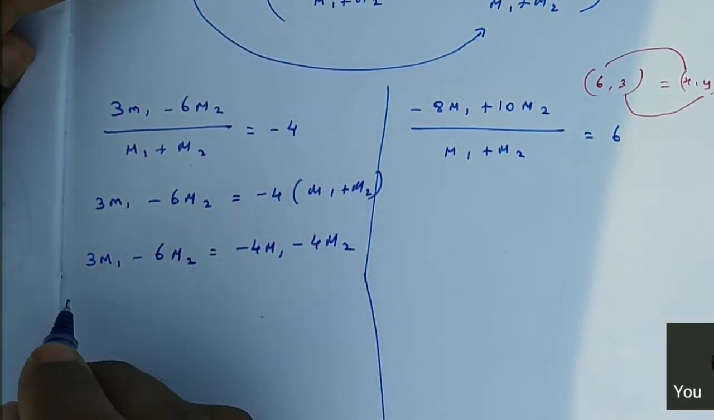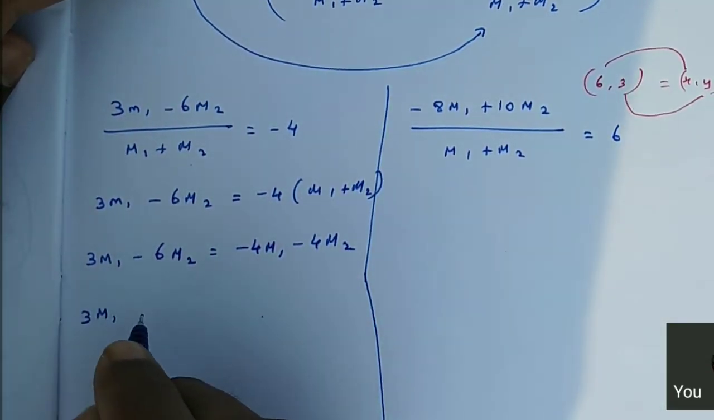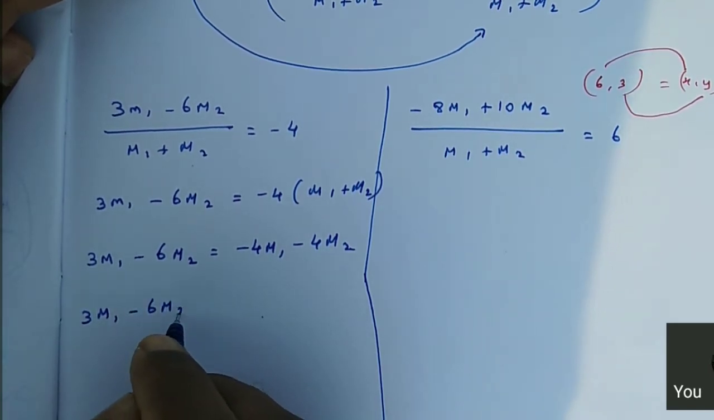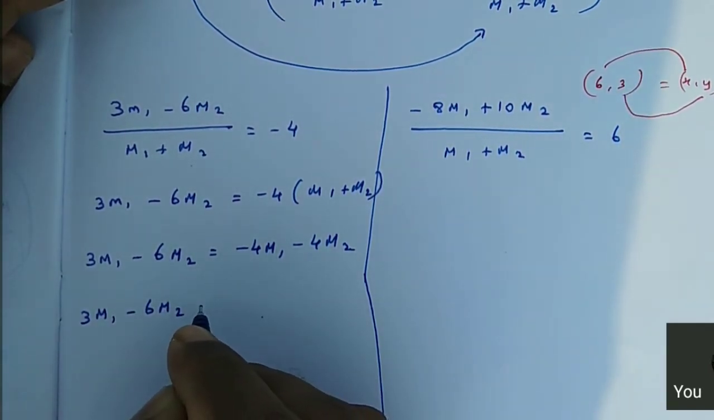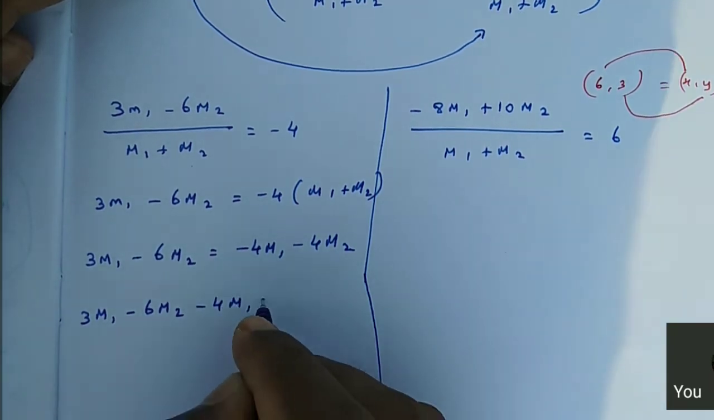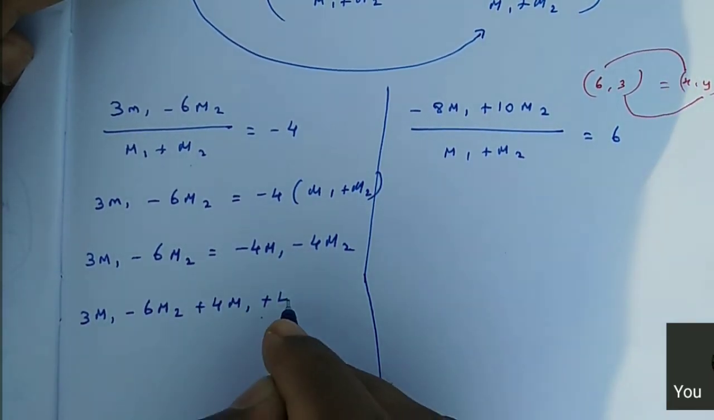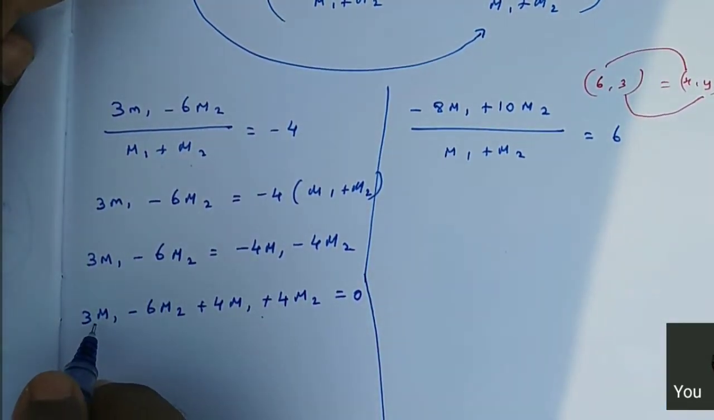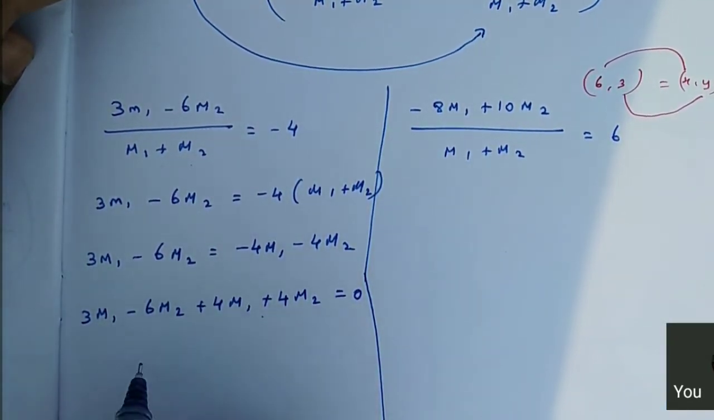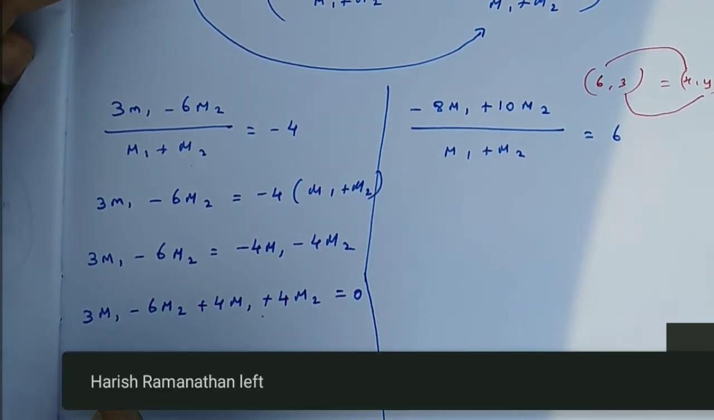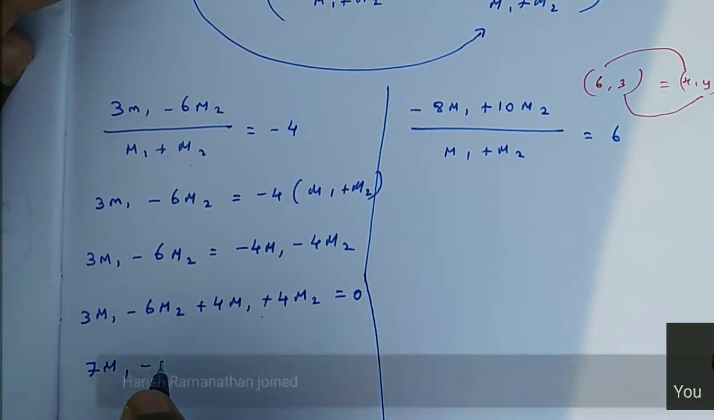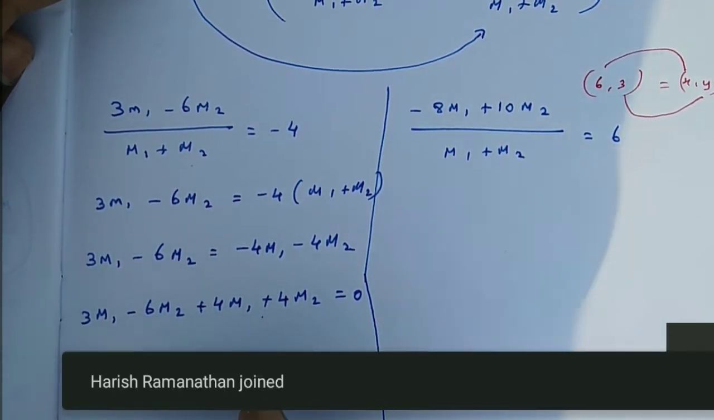Next step, you can segregate one side. So 3m1 minus 6m2 minus 4m1, sorry, plus 4m2 equal to 0. Now we can simplify m1: 3m1 and 4m1, sorry, 7m1. Here 6m2 and 4m2, different sign, so minus 2m2 equal to 0. Is it clear?